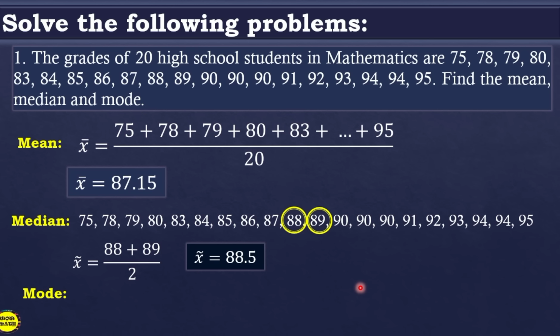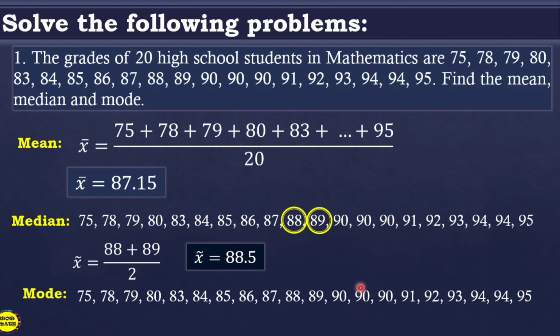Next, mode natin. So, arrange din natin yan from in ascending or descending order. So, para mabilis natin makita kung ano yung scores o yung grades na nag-appear ng pangalawa at pangatlong beses. So, tingnan natin. Okay, so, yung 90 natin, tatlo. And 94, dalawa. So, alin sa dalawa? So, yung 90 kasi tatlong beses. So, ibig sabihin, the mode is 90.